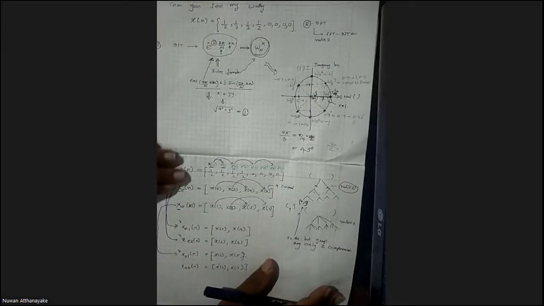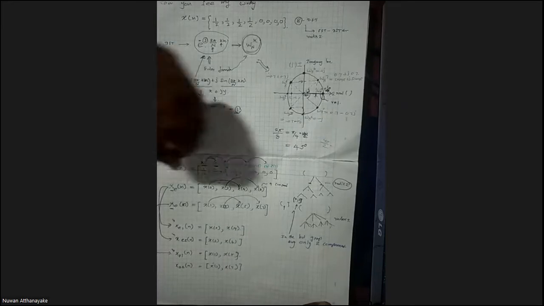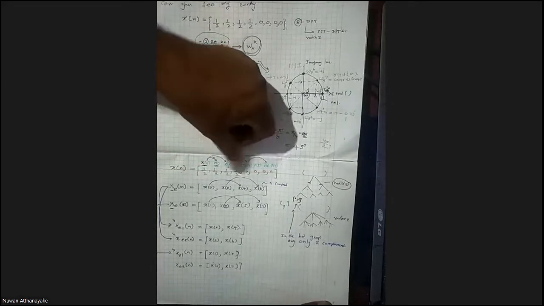Okay, so we will move. Now we have done the grouping. My next step is, we have to draw the signal flow graph. So you can see that we have 8 components, so at the end you will have 8.